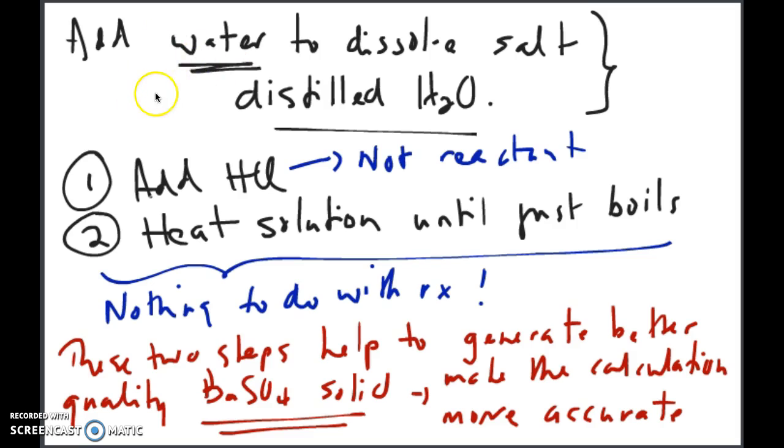Okay, so once you have that unknown sulfate weighed, you would place it in a beaker and then you're just going to add some water to dissolve it. This is going to be distilled water. And then afterwards, you're going to do a couple additional things. You're going to add HCl, which is not a reactant, but it's something that you add to help you form nice looking precipitates that will later on help you isolate the solid a little bit easier. The next thing you're also going to do is heat the solution until it just boils, and then let it cool down afterwards. That step has to do with forming better quality solids that will both make the calculation more accurate and make the recovery of the solids easier.